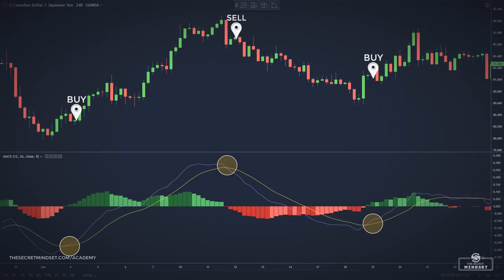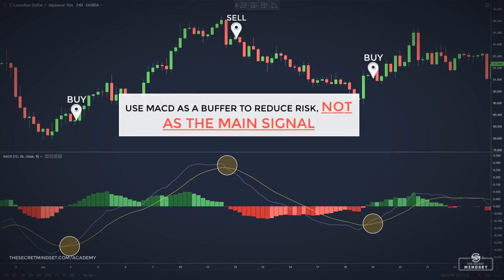While you may enter a trade after the beginning of a trend and exit before the trend comes to an end, I would use this indicator as a buffer to reduce risk, not as the main signal.